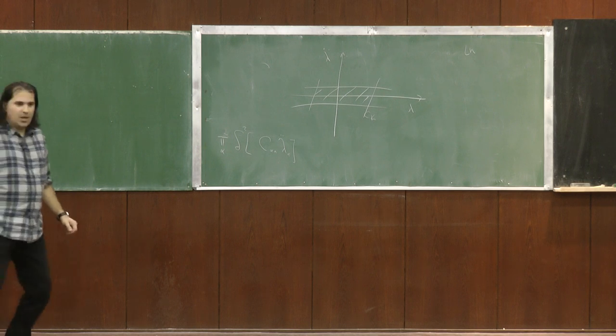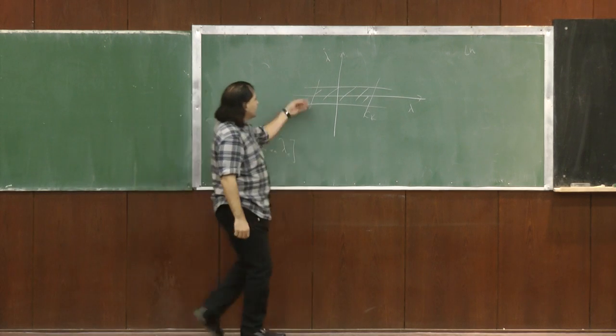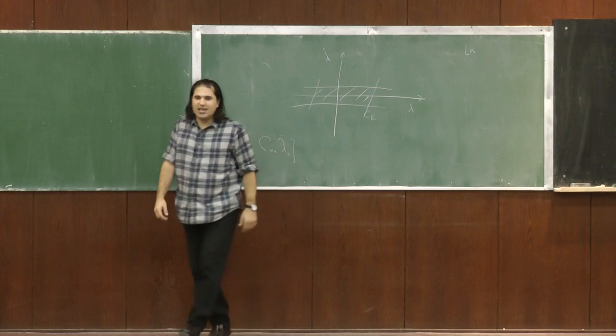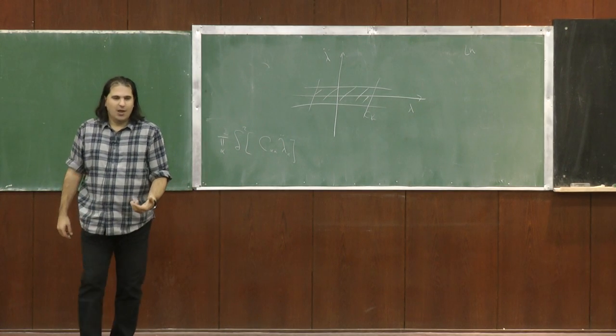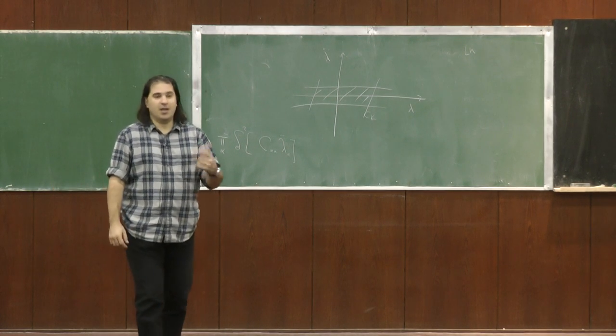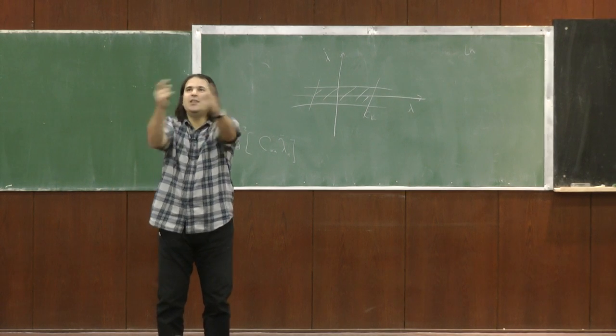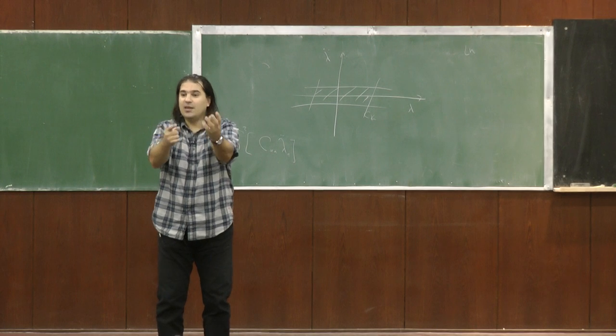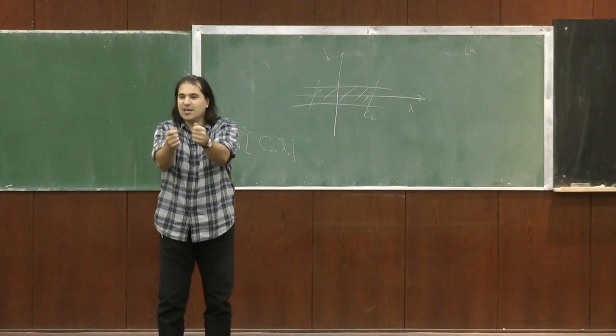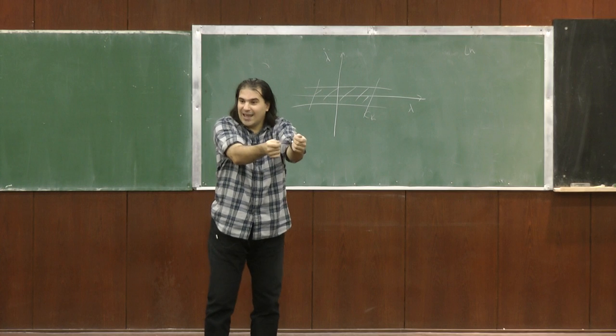Clear? This one's a little more interesting. How do I enforce that C contains lambda? The way I say that something contains it is that it's possible to take some linear combination of the vectors of C such that they're equal to the lambdas.